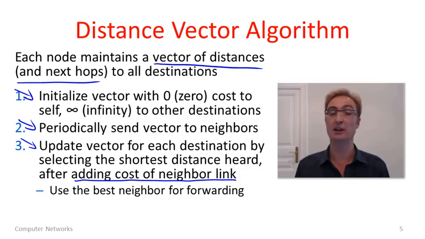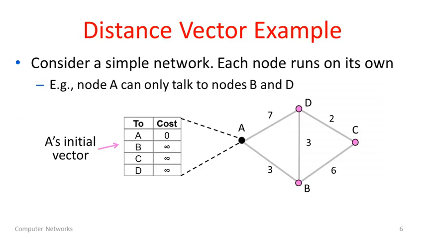That's the one extra link from the distance vector information they gave you. And you're going to pick the best route and then you'll use it for forwarding. Okay, that's the distance vector algorithm. It's a little bit of a mouthful if you're not used to these kinds of algorithms. So let's see an example of how it works in practice.